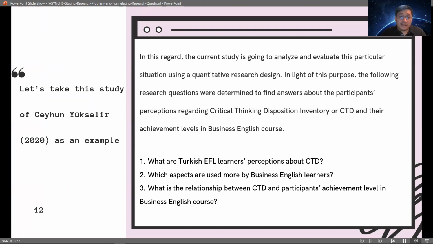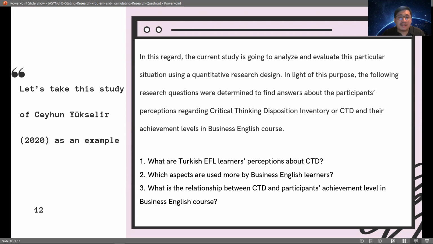Now, take a look at this, because this is very important. When you construct your statement of the problem, it should look something like this. By the way, this is from Sehun Yuxelier of 2020. This is from a study from last year. I'm not saying that your statement of the problem should look exactly like this. It should only look something like this.